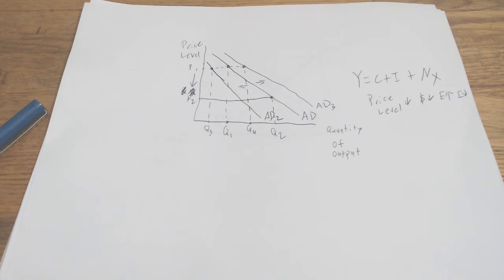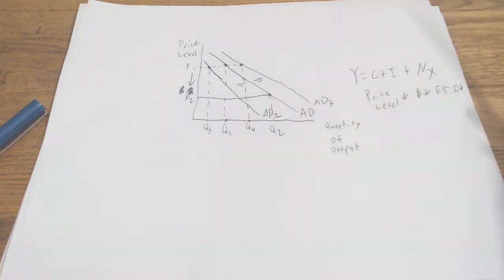We can also see shifts come from investment. If firms are pessimistic about the future, they may cut back on investment spending. And this will shift the demand to the left, back to here. So then we'll be at the same price level, less goods.